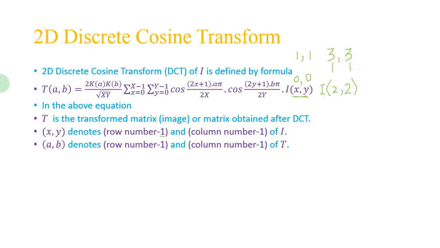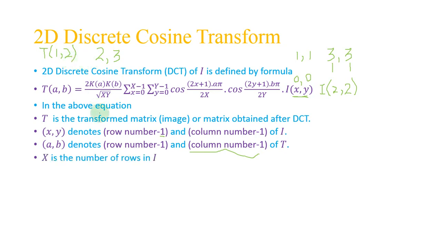Similarly, this is done in the same way for T of AB. For example, when T of AB is equal to T of 1 comma 2, it will represent the element at second row and third column. So we subtract 1 from the row number, 2 minus 1 is equal to 1, and 1 from the column number, so 3 minus 1 is equal to 2.